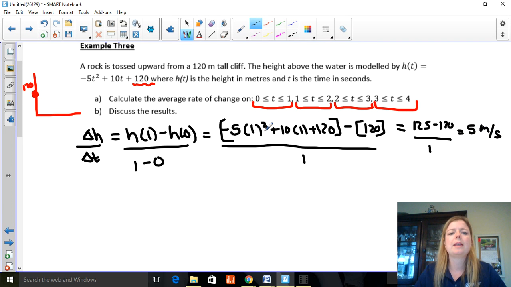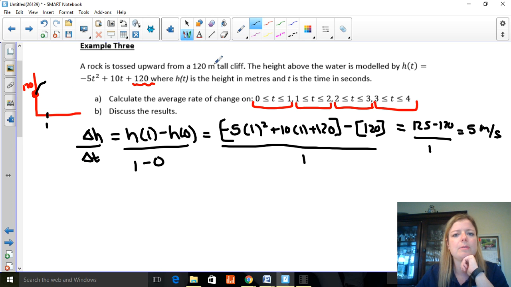Okay, so that means between 0 and 1 seconds, on average, the height of the rock is increasing by 5 meters per second. So let's think about that. This is 1 second. That means from here to here, on average, we're increasing our height.